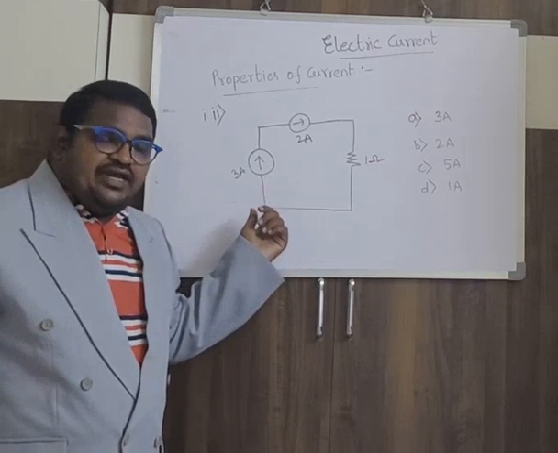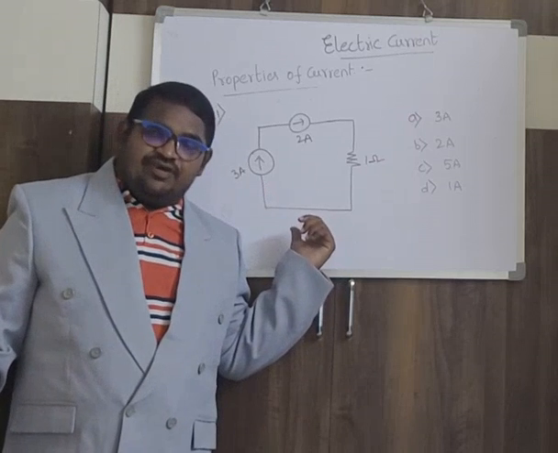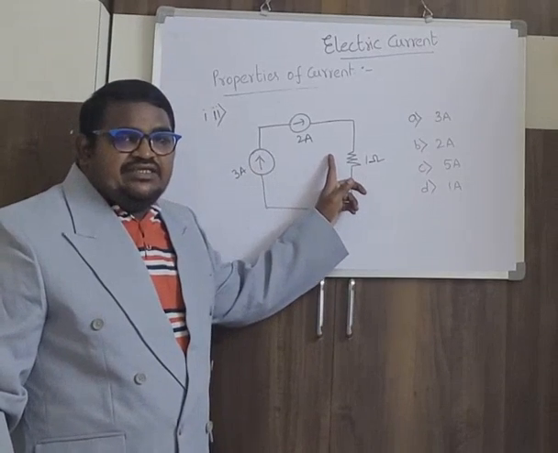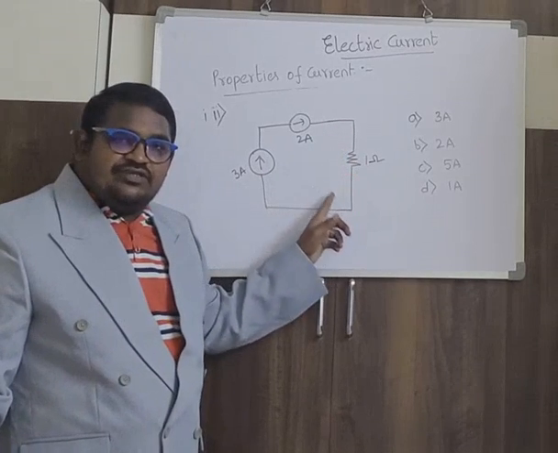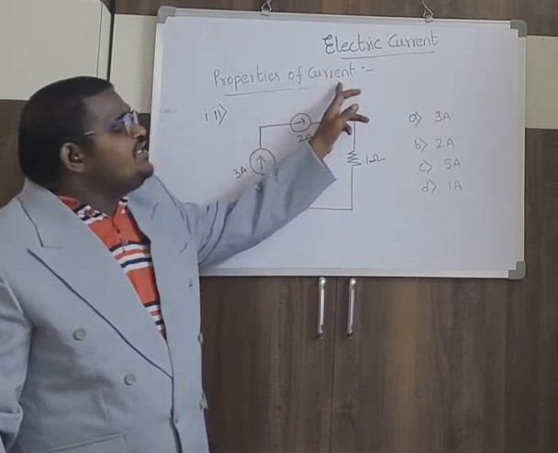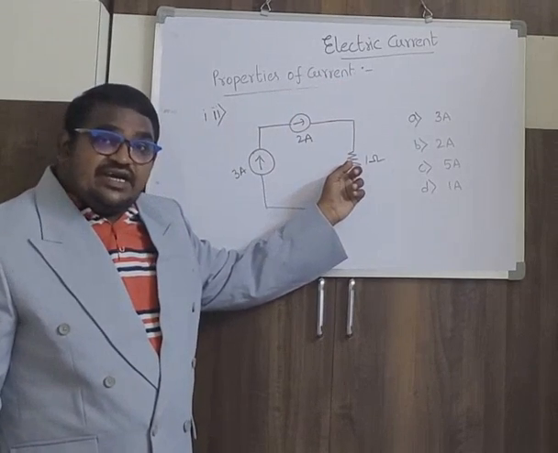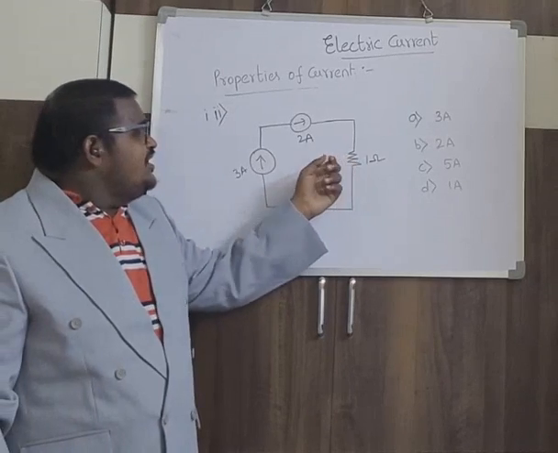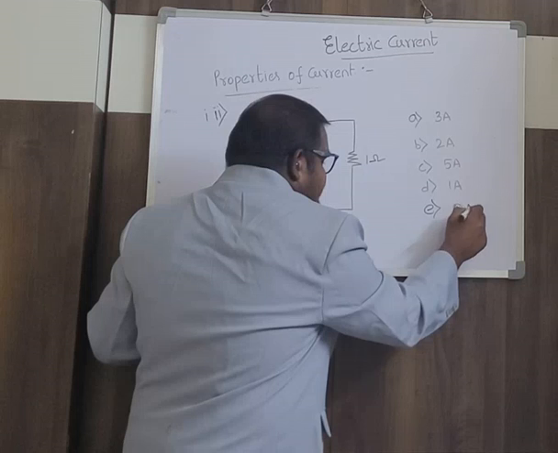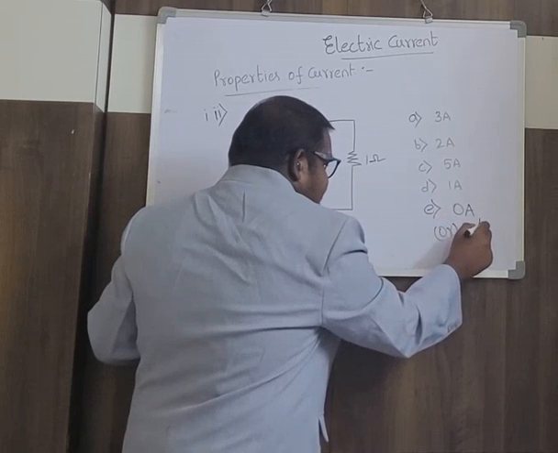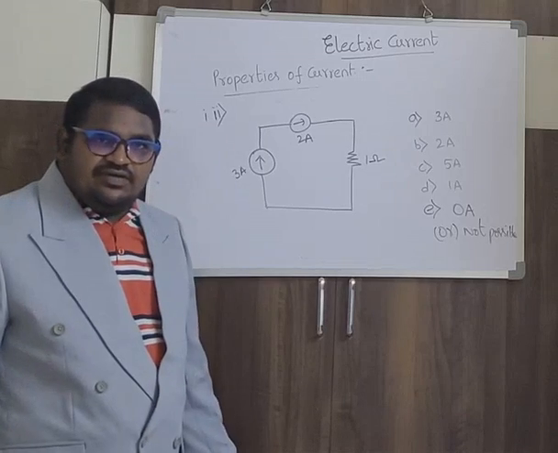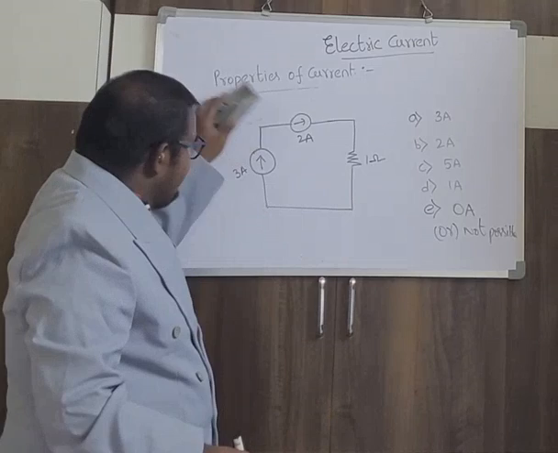Our statement is, when elements are connected in series, the current flowing through each element is the same. But here it is not like this. This is 3 amperes and this is 2 amperes. Then how much current is flowing through the 1 ohm resistor? As this problem does not obey the property of current, we can say the current is 0, and we can also say this circuit is wrong. So I will pose one more option: 0 or not possible. Not possible.